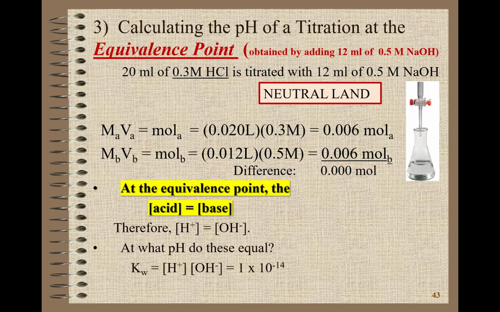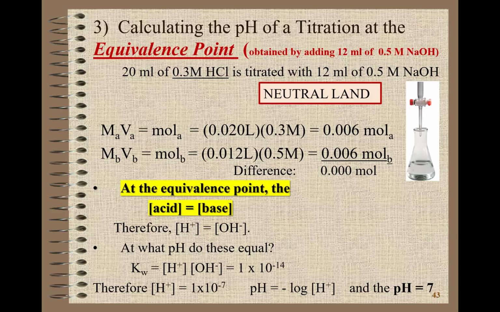And when that's equal, remember this formula. If these two are equal and the product is 10 to the minus 14, each has to be 10 to the minus 7, right? And the pH of 10 to the minus 7 is 7. It's basically 1 times 10 to the minus 7.